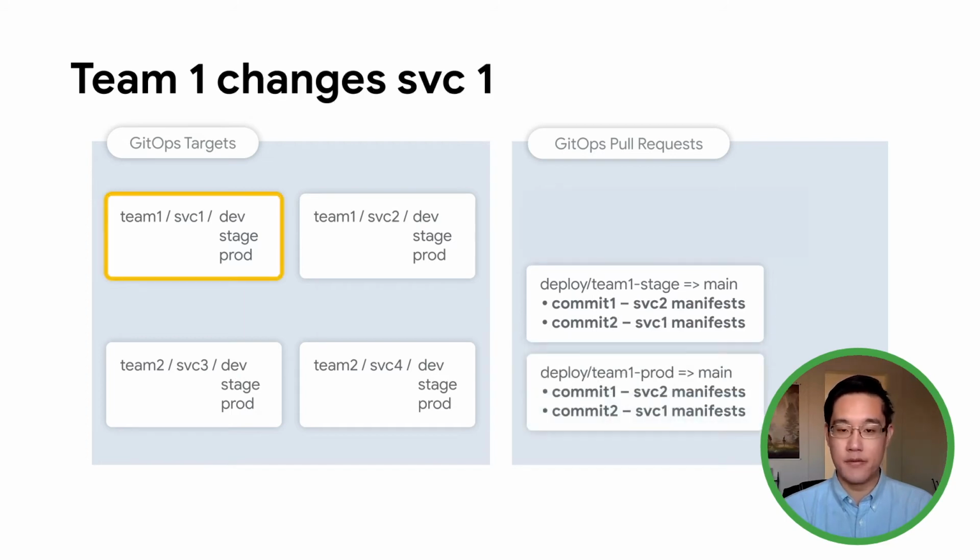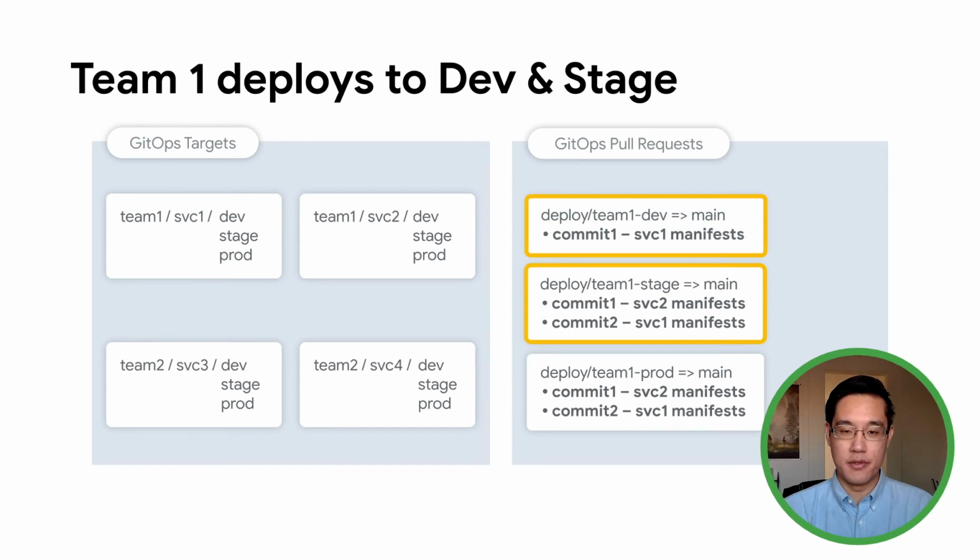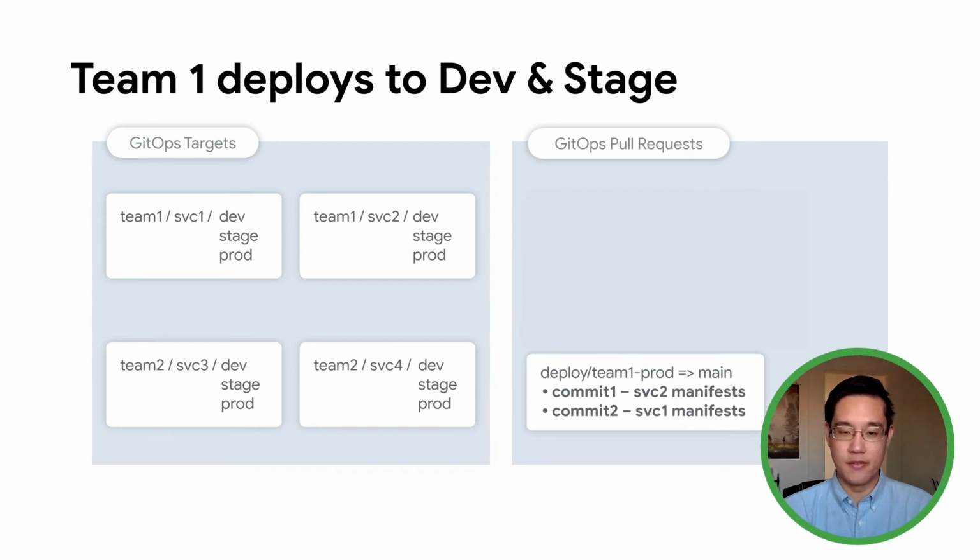Now, Team 1 updates Service 1. Service 1 now has updated GitOps targets. Service 2 remains unchanged. A new dev deploy PR is now open, and the other deploy PRs receive new commits with Service 1's manifest changes. Team 1 deploys both dev and stage by merging those respective PRs. The prod deploy PR remains open.